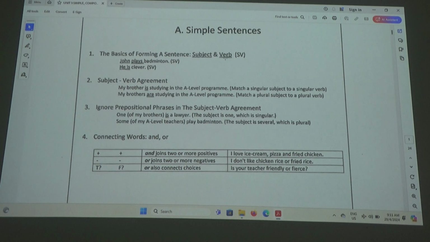Subject and verb. Like John plays badminton. So John is the subject, plays is the verb. He is clever. He is the subject, is the verb. Is that okay? The whole okay so far? Can understand, yeah? Alright? So that's the subject verb that we need to know.